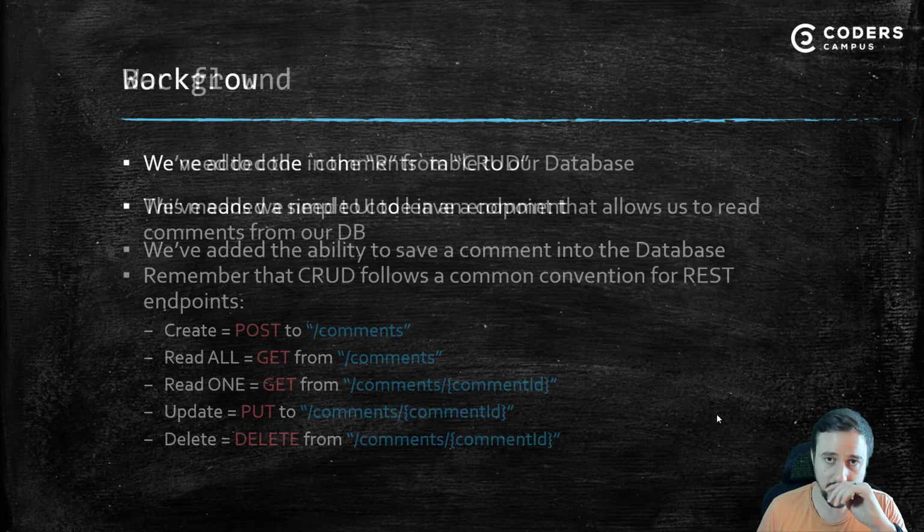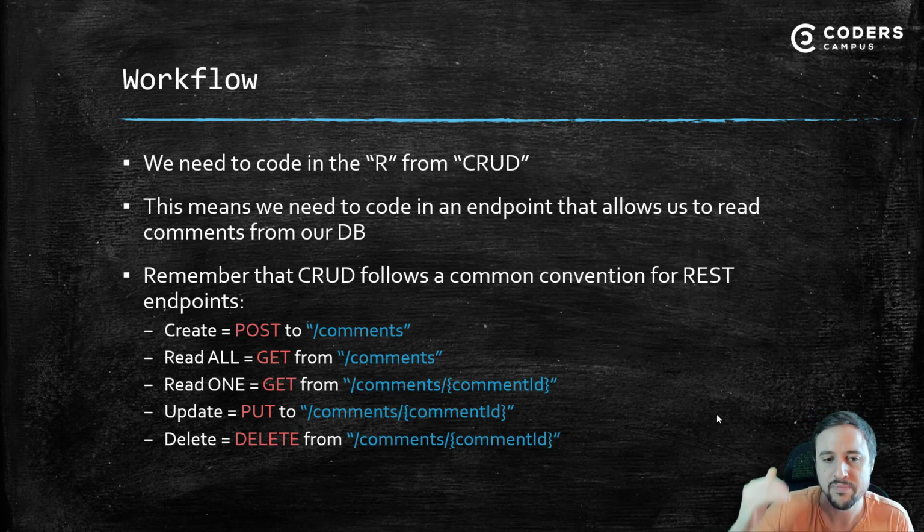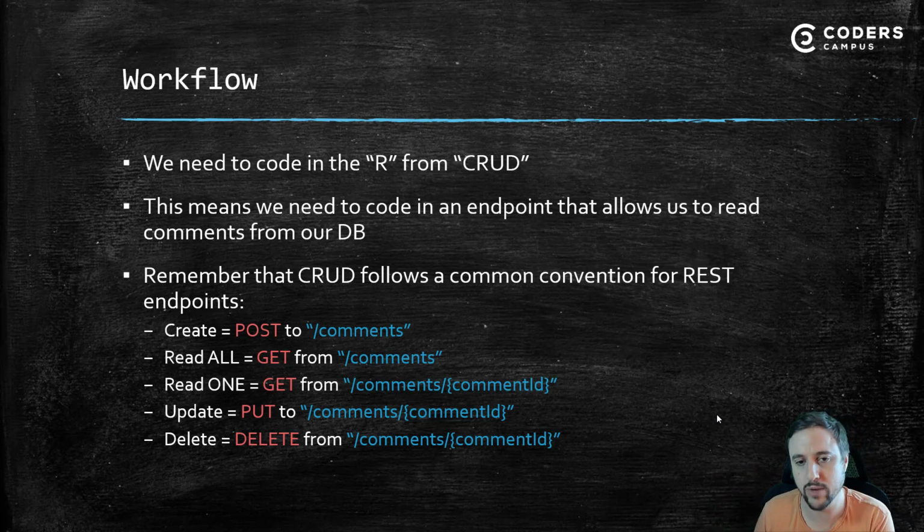So if we've done the C in CRUD, the next thing we need to do is the R in CRUD, which means that we need to create an endpoint that allows us to read comments from our database. Again, a reminder, CRUD follows a very common coding convention with respect to REST endpoints and how you build out your endpoints. When you're reading data, you typically read with a GET request. You get from /comments, which will return all of the comments.